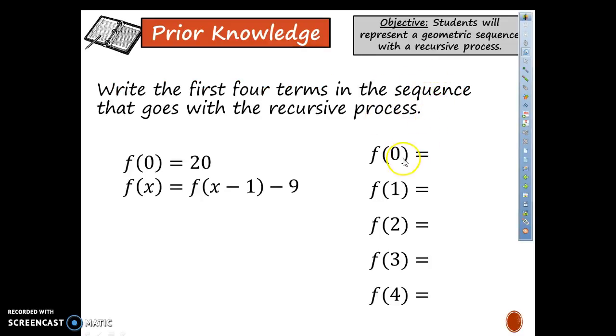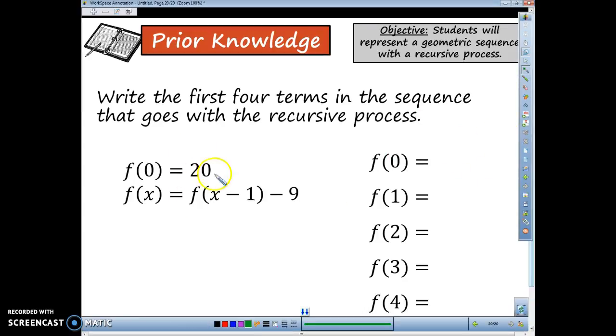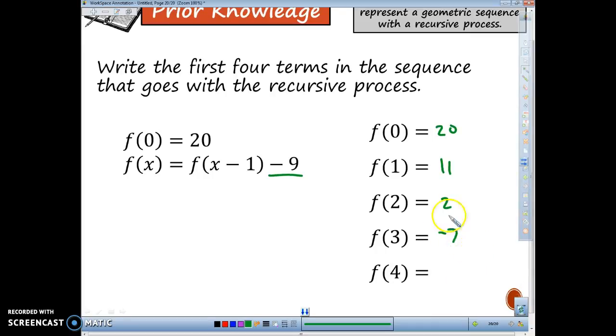For prior knowledge number 2, please go ahead and try this one on your own. Okay, if f of 0 is 20, then our d value is negative 9, located here. So 20 minus 9 is 11. 11 minus 9 is 2. 2 minus 9 is negative 7. And negative 7 take away 9 is negative 16.